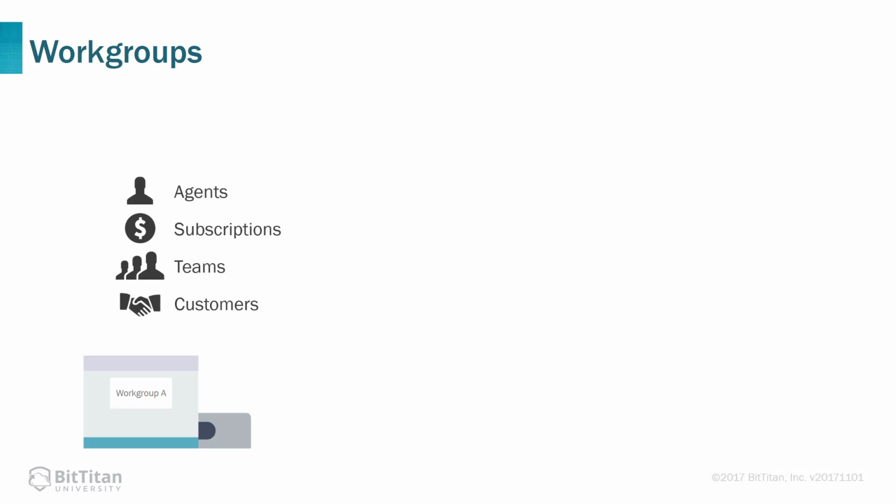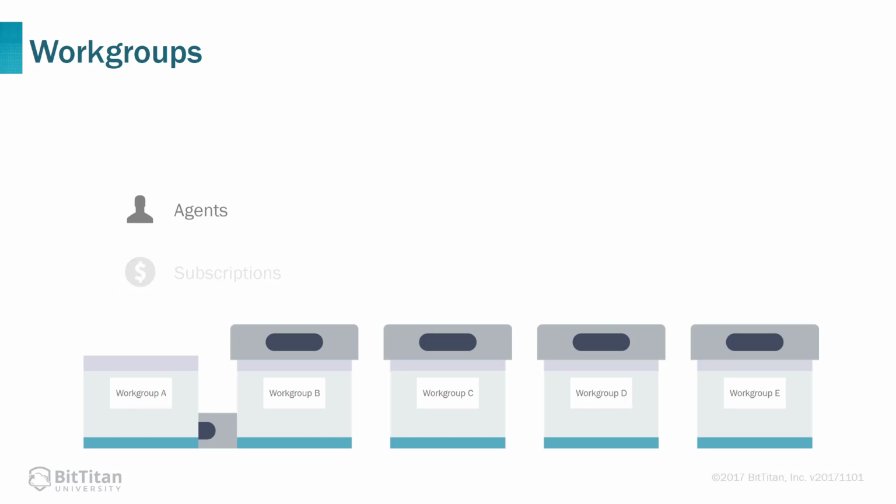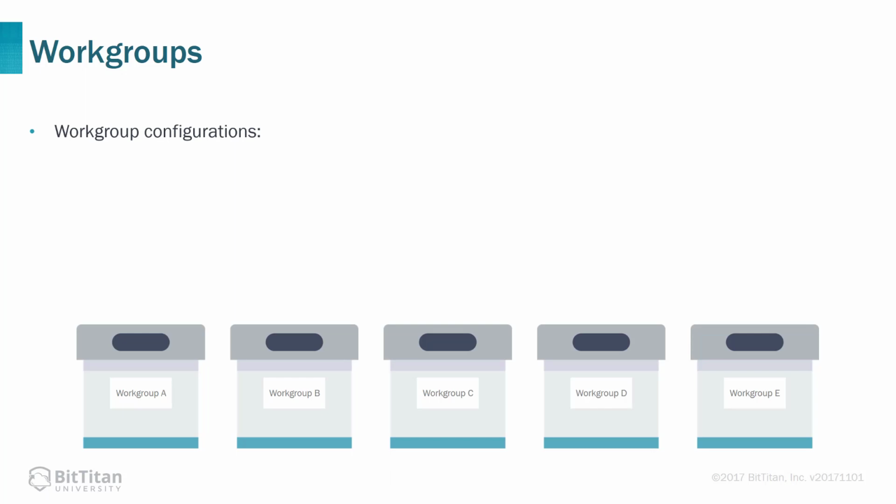Agents, teams, customers, customer endpoints, and billing information are among the components that can be added to a workgroup. You will learn about these later in this course. You can create multiple workgroups and configure them in ways that work for your business. The agents, teams, customers, customer endpoints, billing information, and subscriptions you add to a workgroup cannot be moved to different workgroups. You can configure workgroups for different regions, industry segments, billing methods, and so on.